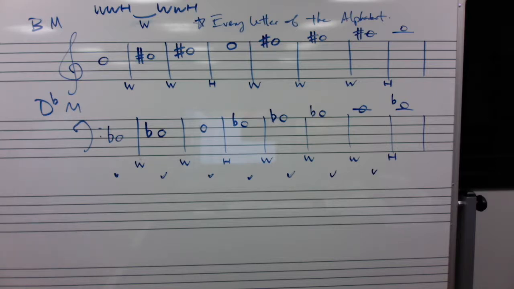You have the first tetrachord and the last tetrachord. Going back to the B major scale, how many sharps are in the B major scale? 5. What are they? C sharp, D sharp, F sharp, G sharp, D sharp. How many flats are in the D flat major scale? Five.